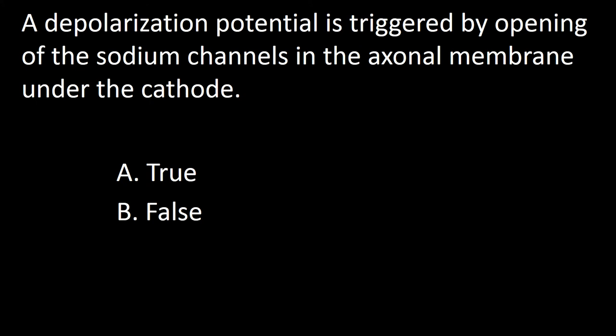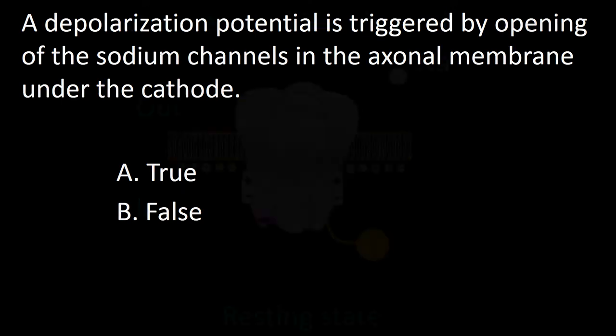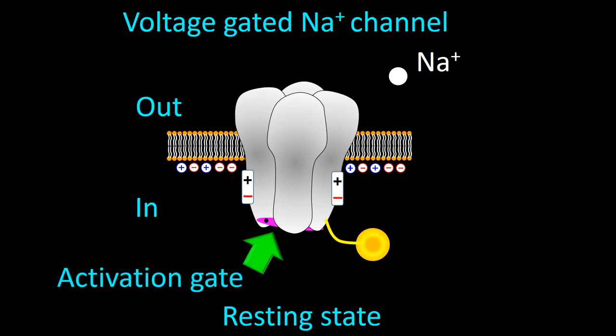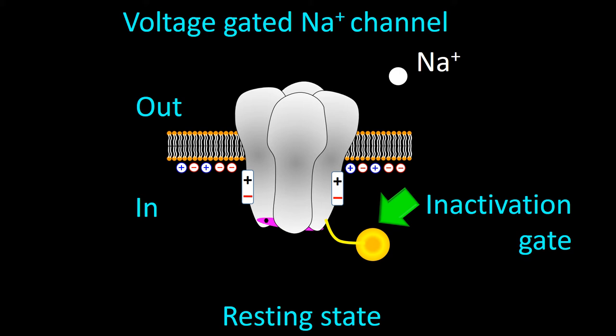Next question. A depolarization potential is triggered by opening of the sodium channels in the axon membrane under the cathode. A, true, B, false. This drawing represents a voltage-gated sodium channel. The arrow indicates the voltage sensor, which I have drawn on this cartoon on both sides of the channel. The arrow now points to the activating gate and now to the inactivating gate.